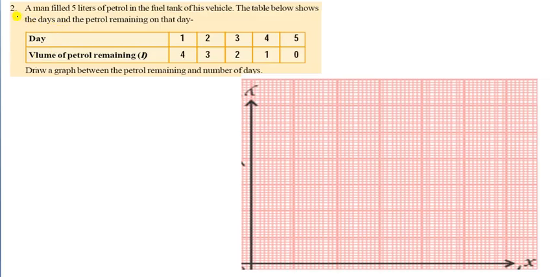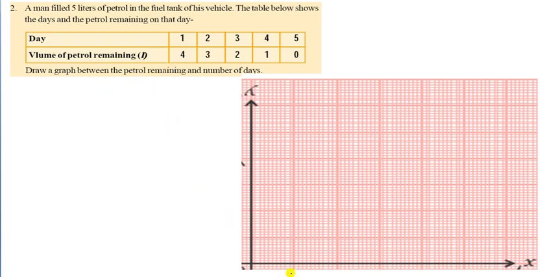That is the second question. A man fills 5 liters of petrol in the fuel tank of his vehicle. The table below shows the days and petrol remaining on the days. So here are the days and volume of petrol. So you can see 1, 4, 2, 3, 3, 2 and 4, 1 and 5, 0. So what will happen? So now you can see how to draw.